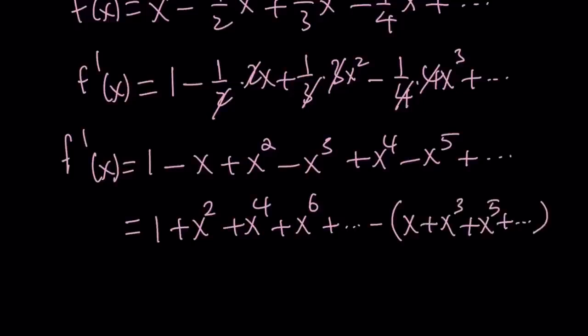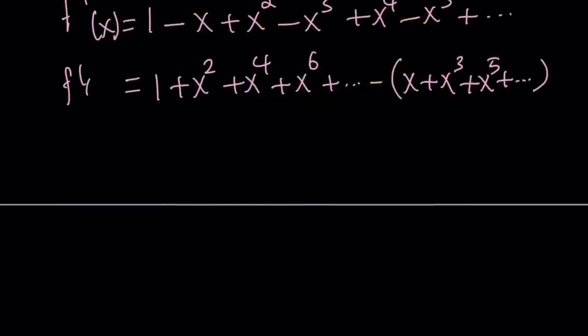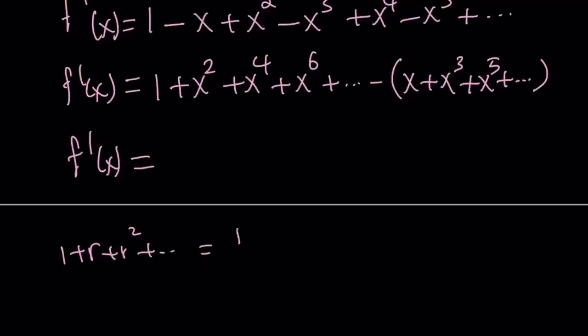Great. So this is f prime of x, and let's see if we can evaluate this using the formula for the infinite geometric series. How does that formula work? If you remember, the formula for 1 plus r plus r squared and so on is equal to 1 over 1 minus r, if the first term is 1 and the common ratio is r. But in this case, the common ratio is not r or x, it is x squared.